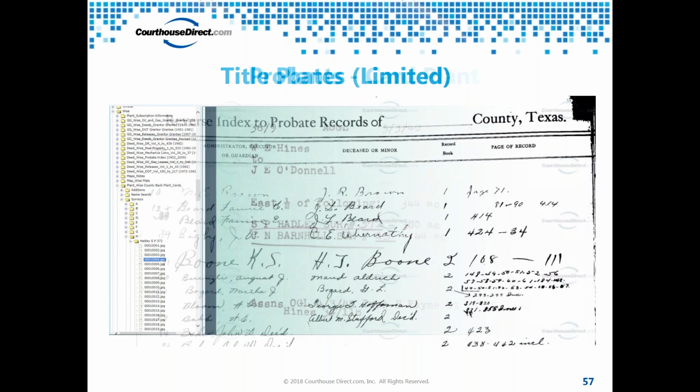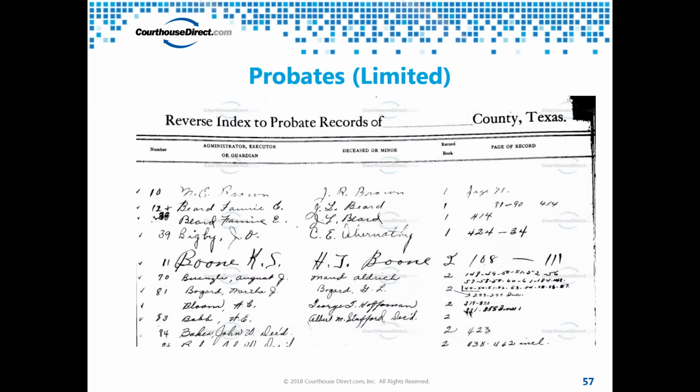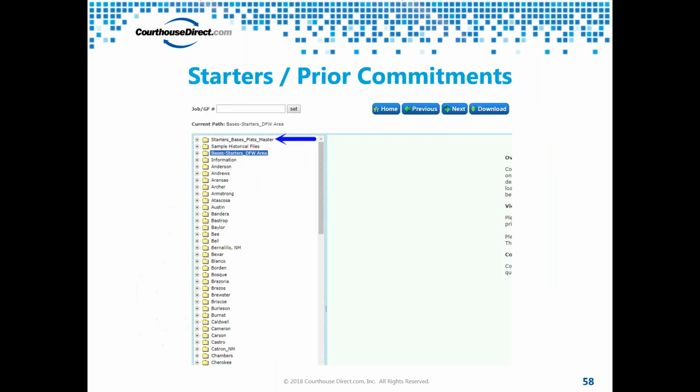And again, I mentioned that we do go in and scan the probate indexes, maybe not always the probate minutes, but the probate indexes, and in this case, it goes back to what looks like volume 1. The other great thing that we have for title agents is that we've gone in and scanned starter files, and we have over 2 million starter files in our collection here.